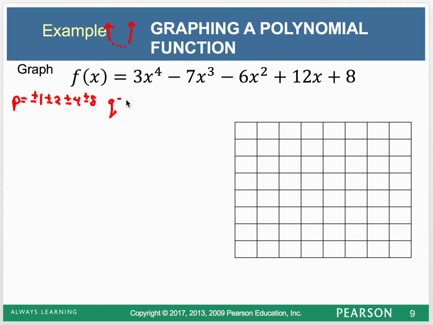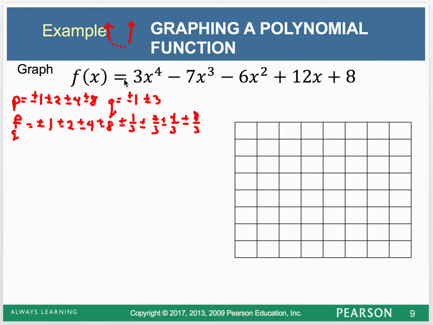Q factors of 3. So possible solutions would be these numbers divided by these numbers. If I divide them by 1, I get 1, 2, 4, and 8. Divided by 3, I would get 1/3, 2/3, 4/3, and 8/3.